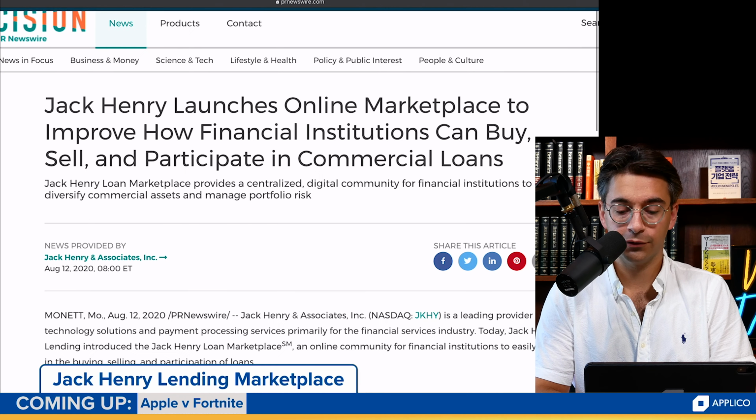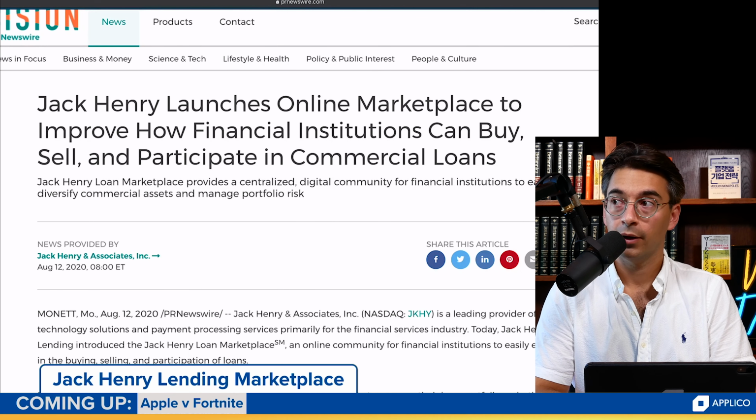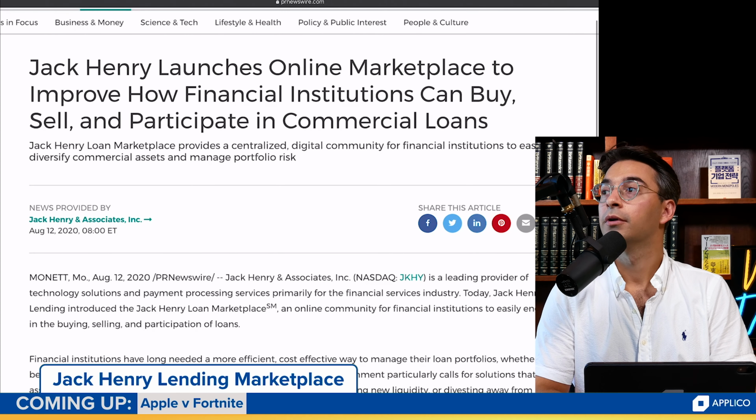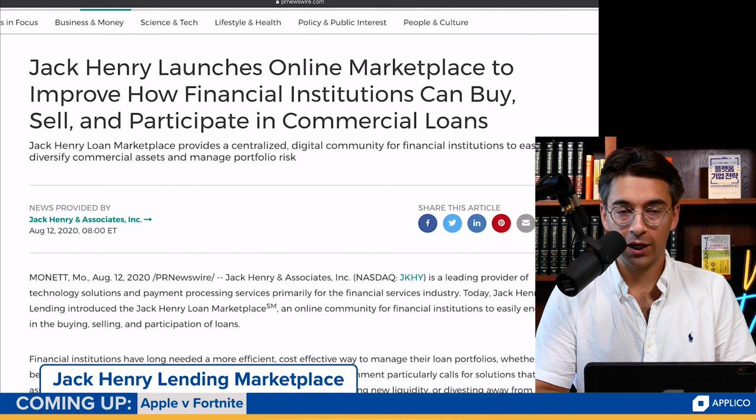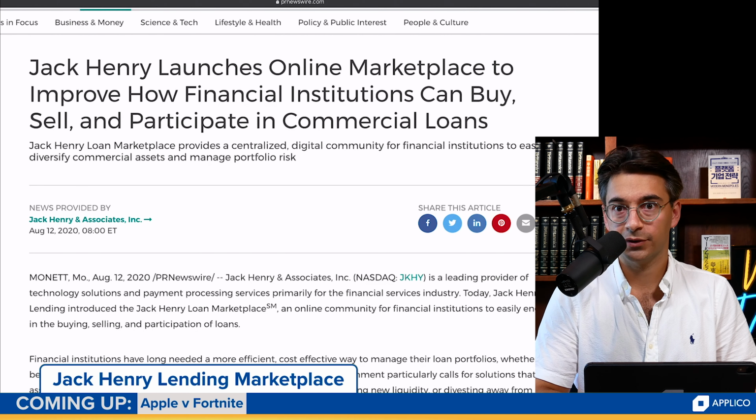Vista has a stake in the ground here. Thoma Bravo has a stake in the ground. So Jack Henry is public, however, and basically what they're launching here, which is pretty cool, is online marketplaces for commercial loans. So commercial loans, let's be clear, that's not an SME loan. That's not I've got a small business and I need a business loan. No, these are companies. I mean, these are loans for mid-market companies.